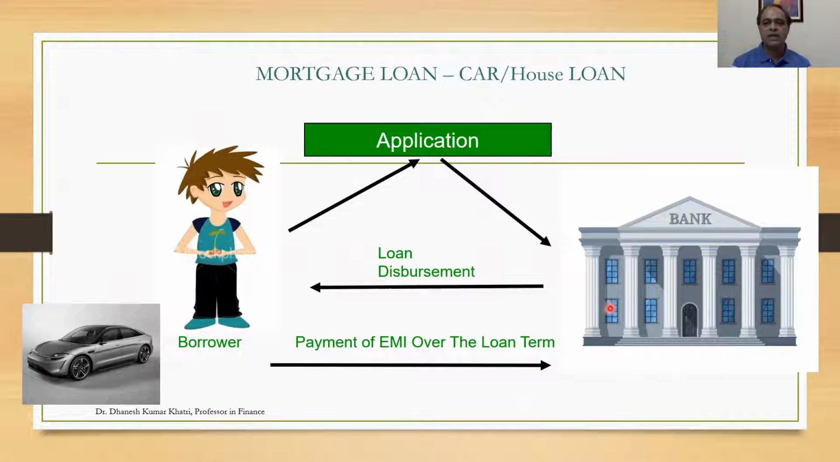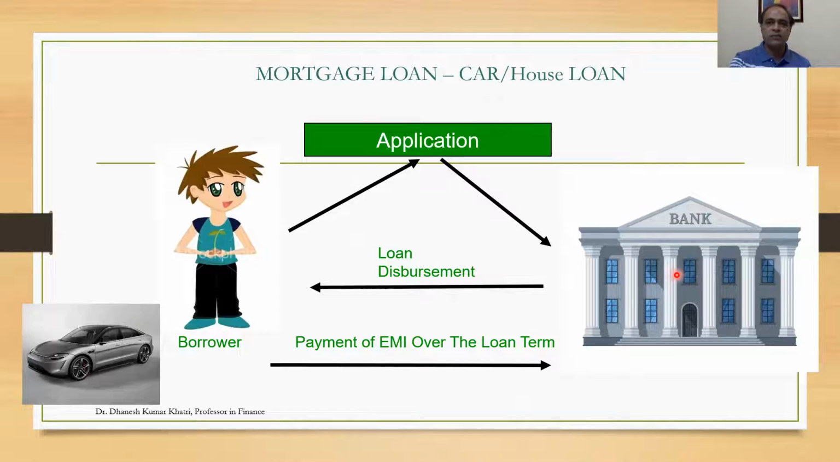So I have taken an example of car loan. Once the loan is approved, the bank will disburse the loan to the borrower and the borrower buys the car. Then it is the liability of the borrower to pay the loan in equal monthly installment over the loan term. Once all the monthly installments get paid off, it means the bank will get back the principal amount, that is the loan amount, as well as the interest on that loan amount.